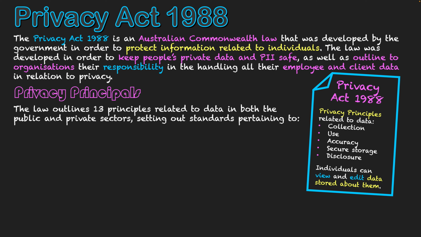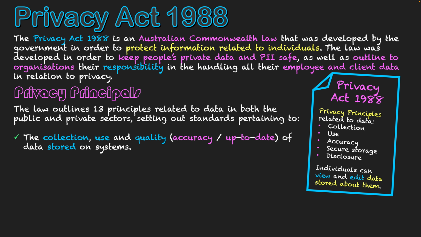Okay, and there are 13 principles it goes over in relation to data protection. Now, I'm not going to go through the 13 principles, but I will go through a summary of the 13 principles. Okay, so firstly is the manner in which data is collected, the way it is used, and that it is of quality. And when I say of quality, it is accurate and up to date. So data needs to be of quality when obtained, used, and stored on a system.